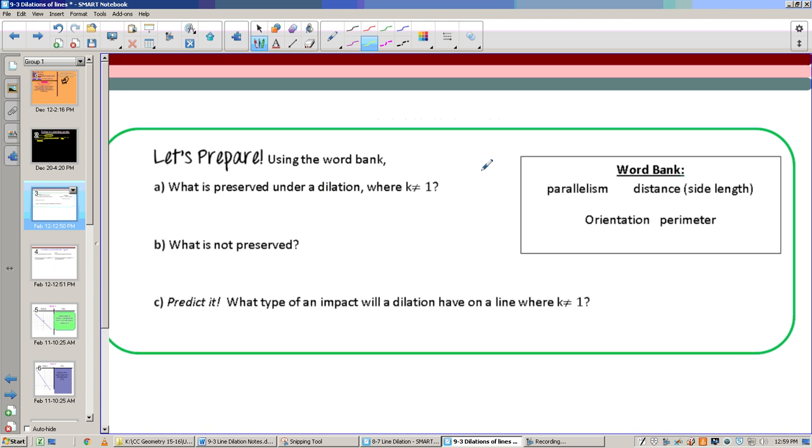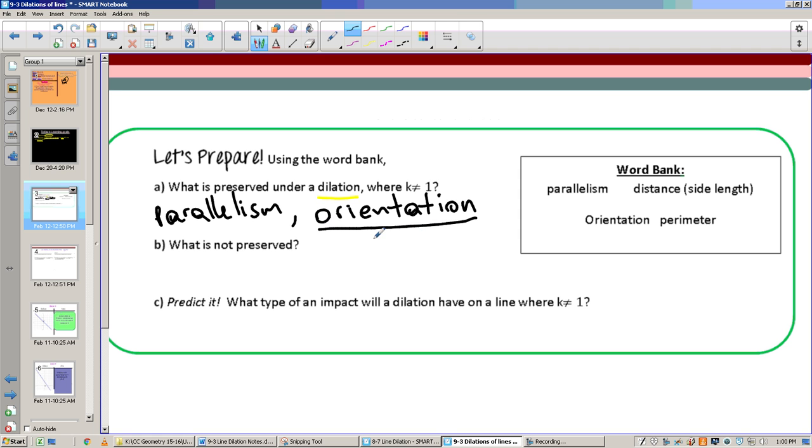First, let's prepare a little bit here. Let's use the word bank to see if we can figure out what's preserved. When I dilate a figure, a couple of things are preserved. One of those things is parallelism. And something that we call orientation. Orientation is the order of the letters when we name a shape. We're going to talk a little more about that when I come back.